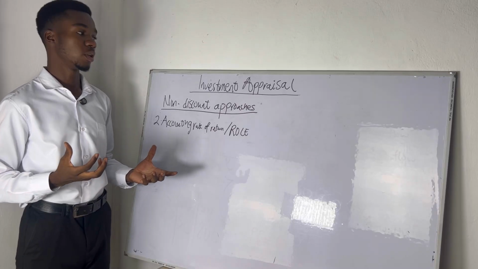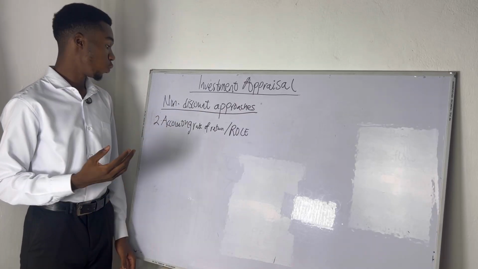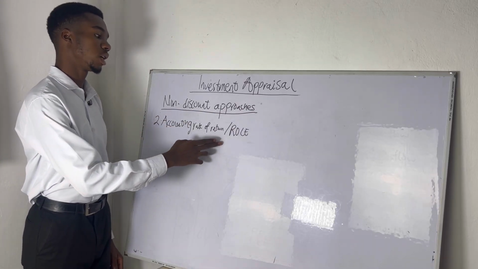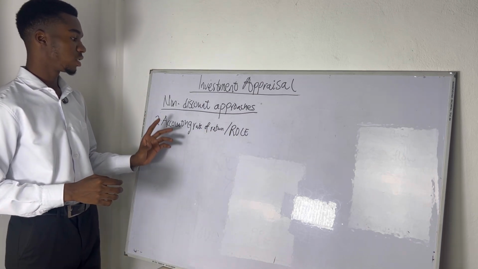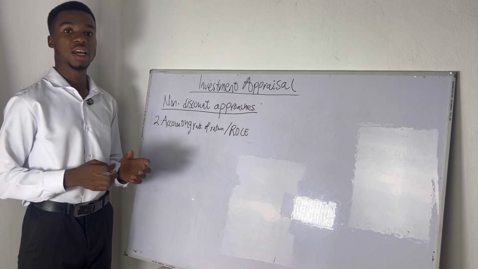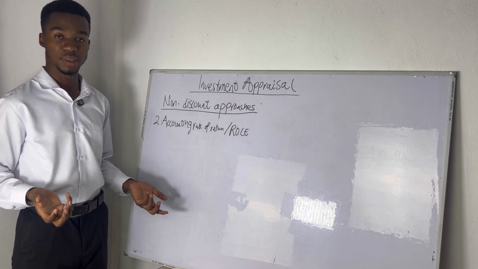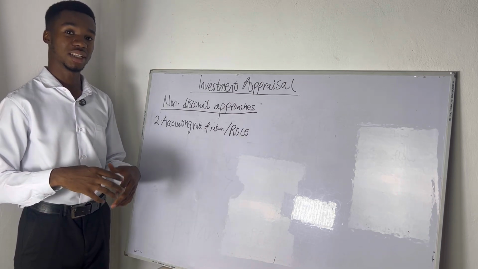Now we're going to look at the second method under the non-discount approaches, which is accounting rate of return, or return on capital employed. Now I'm going to explain what it is. When we talk about accounting rate of return or return on capital employed, it's basically how much you are getting from the investment, the percentage you are getting from the investment.